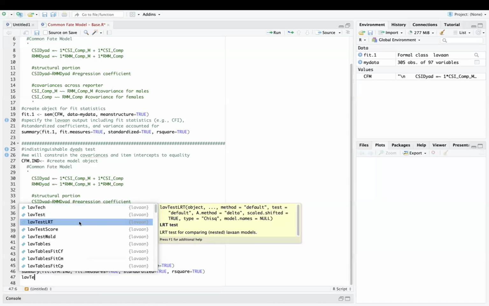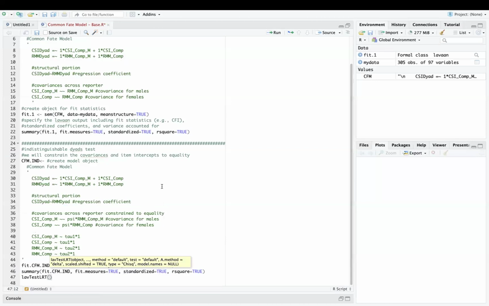We are going to do the likelihood ratio test. So we are going to add in fit.1, which is the fit from the first model, which is why I needed to run the common fate model. And then we're going to run this one right here.